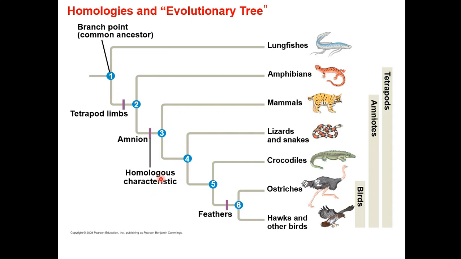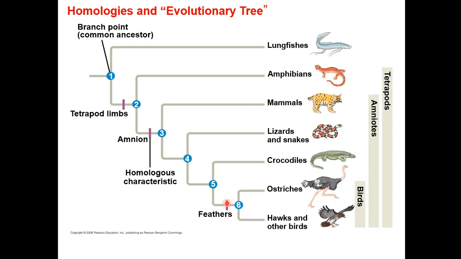Okay? Homologous characteristic. Next, for number four: lizards and snakes, crocs, ostrich, and hawks and other birds. Hindi dito pinakita yung character, pero yung outgroup niya, you call this an outgroup, is lizards and snakes. Lizards and snakes are reptiles. Yung snake, wala na siyang limbs in this case, or vestigial na lang yung limbs ng snakes. Next for crocs, ito yung outgroup niya is the crocs, appearance of feathers for ostrich and hawks and other birds.